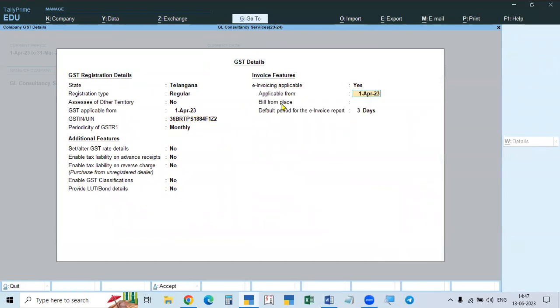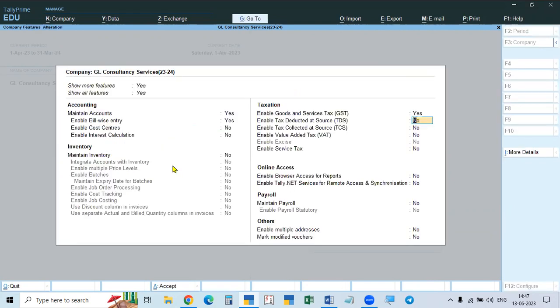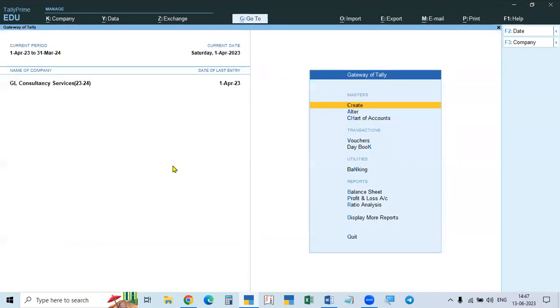E-invoice is required, but the limit is very high. For the time being, that is not required. So for e-invoice and e-way bill, make it no. This is disabled up to the time the company is created. So now save this window. Save the company features. It is saved.